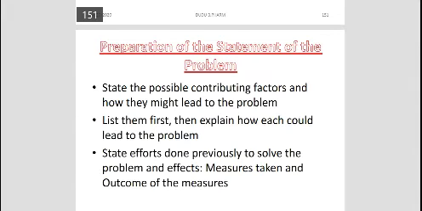So you list them first and explain how they could lead to the problem, and then you state the effort done previously to solve this problem. And if you see this problem persist, it means maybe the factor was reduced to some extent, or the factors were not right at all. That's why research is criticized by a researcher.